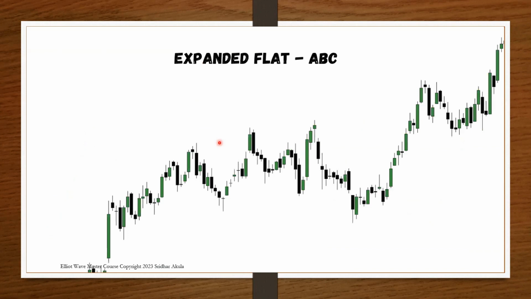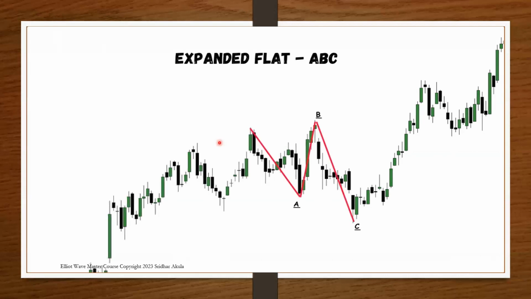Now, expanded flat. Your expanded flat pattern A, B, C. This is the last flat pattern. First flat pattern was regular flat. Then we have irregular flat. Now we have expanded flat. This is a very, very rare pattern, and it is the most confusing pattern for many, again, so-called analysts on your social media platforms with big followings, right? They don't know what is happening. But what do we know? That this is a possibility in the market. This is a possibility, and how do we identify it?